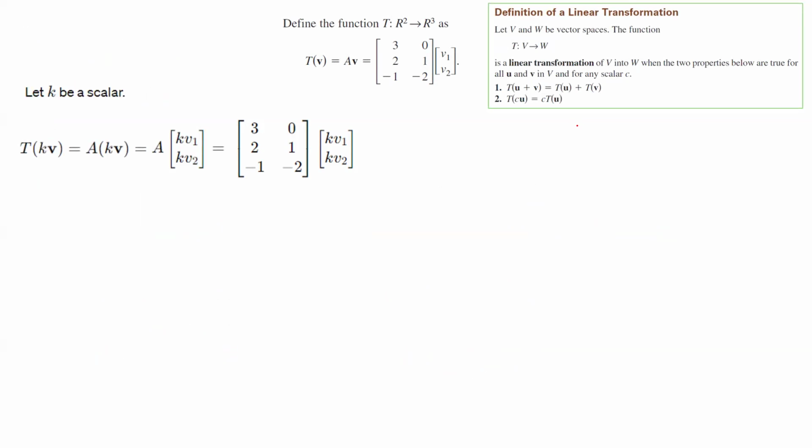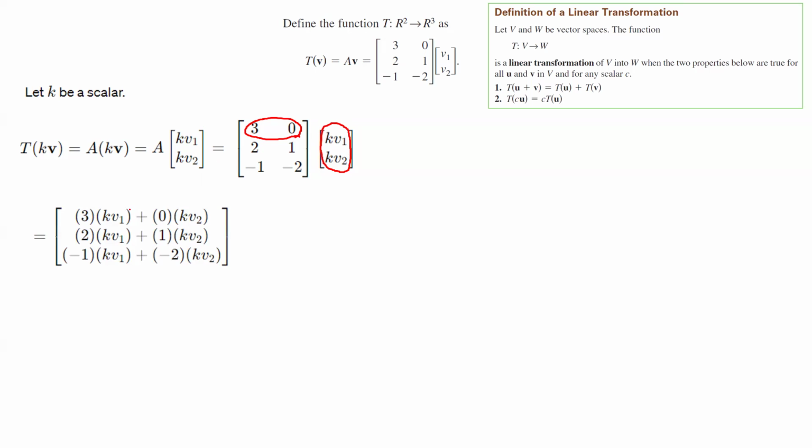Okay, suppose k is a scalar. T(kv) can be written as A times kv. But kv is (kv1, kv2). Then you're going to multiply matrix A by this vector. The first row multiplied by the first column: 3 times kv1 plus 0 times kv2. Then 2 times kv1 plus 1 times kv2, and so on. This is nothing but 3kv1, and then 2kv1 plus kv2, and so on.